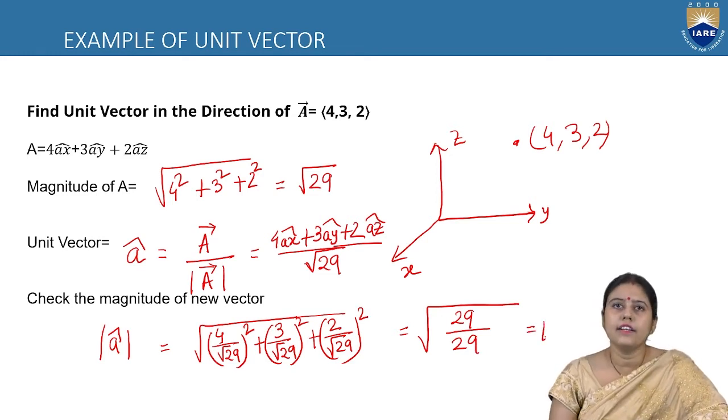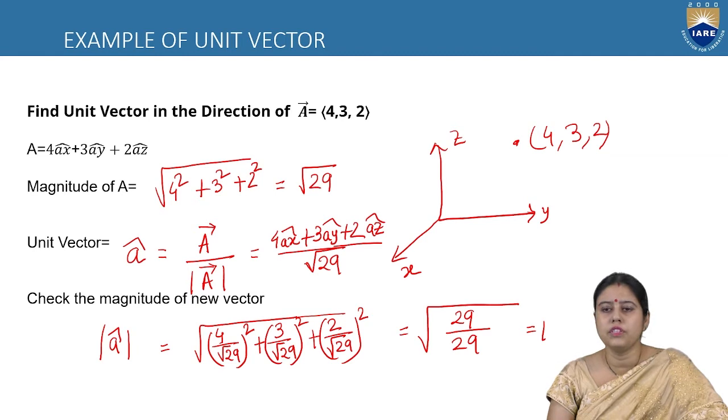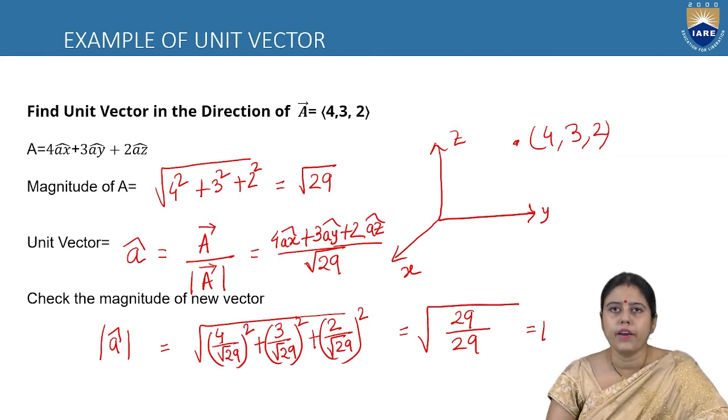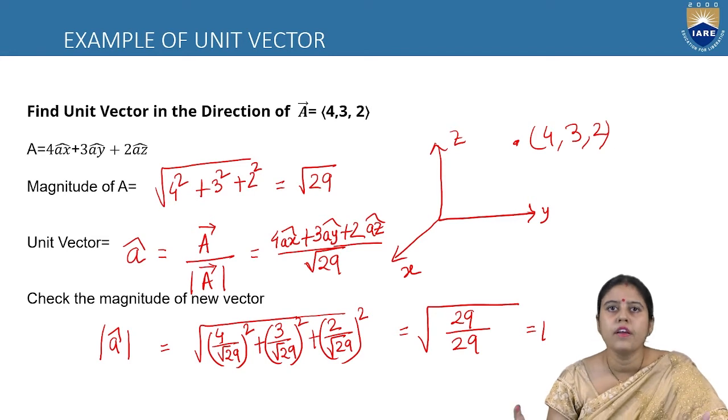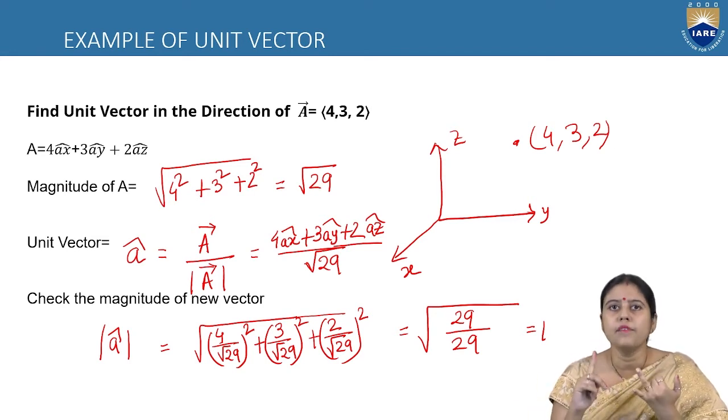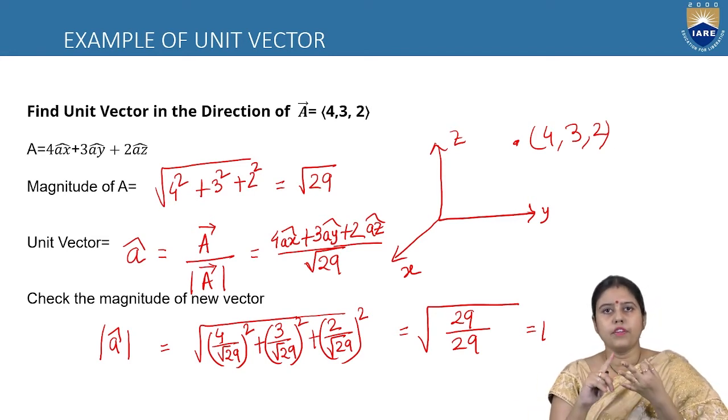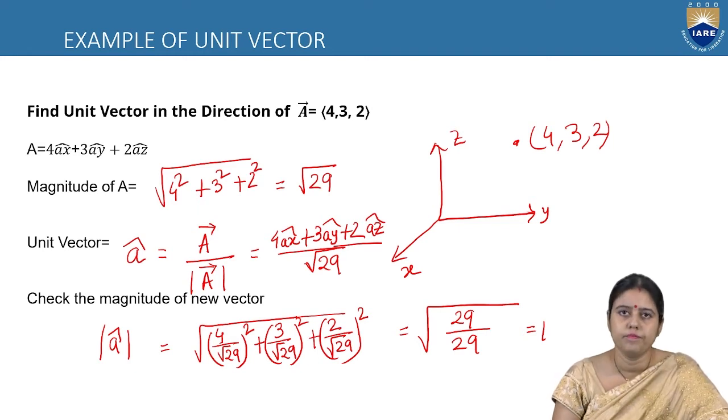So I think now it is clear what is a unity vector. Unity vector means the vector divided by the modulus of the magnitude of the vector. And how to calculate the magnitude of the vector? Square root of coefficient of x square plus coefficient of y square plus coefficient of z square.